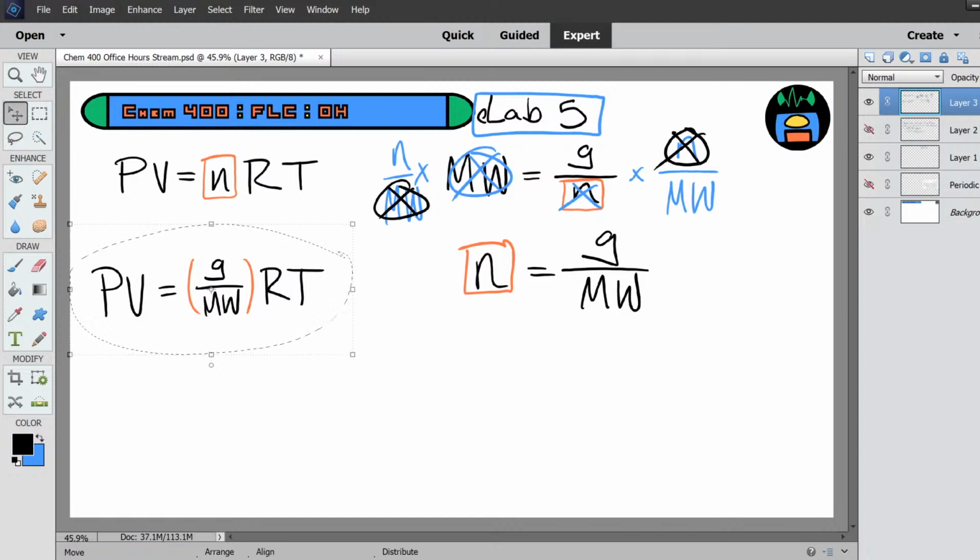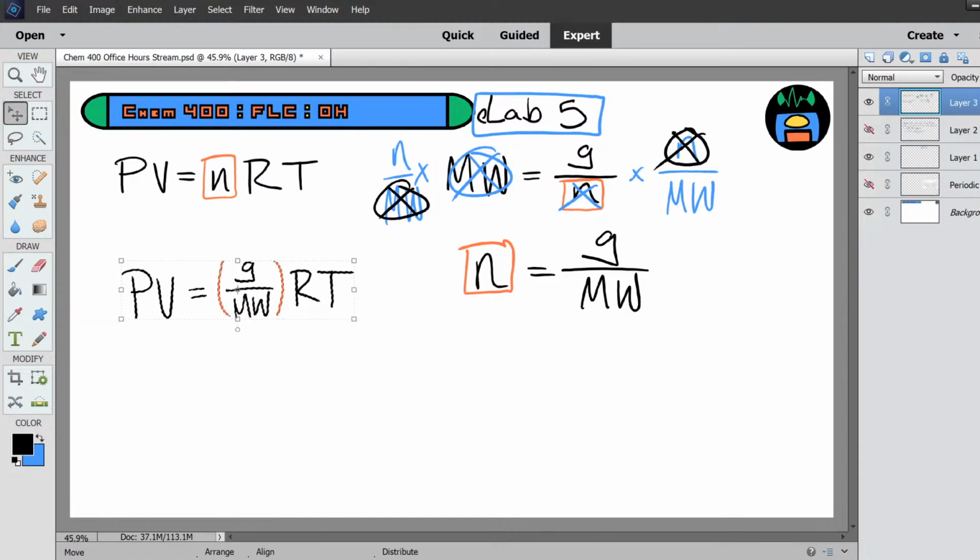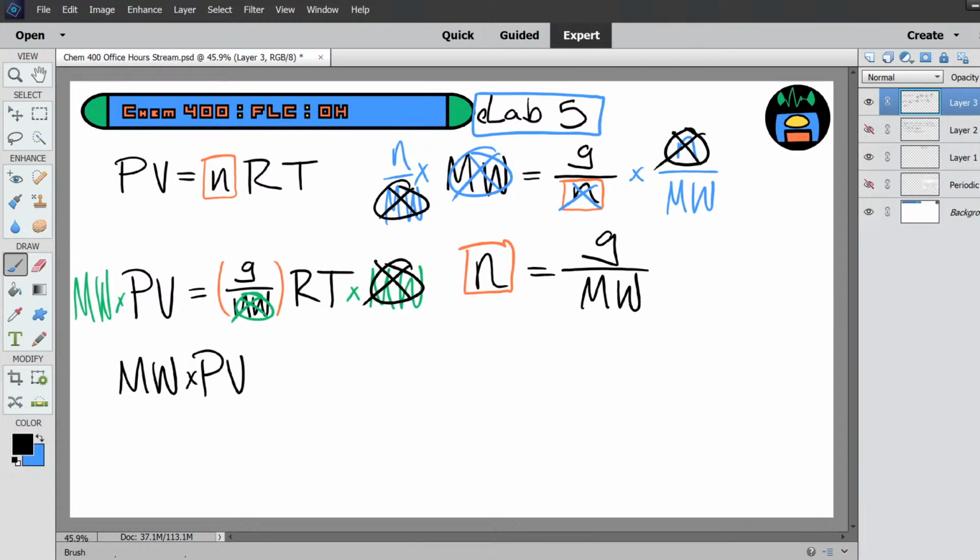Now, if we take this expression and we solve for molecular weight, first multiplying both sides of this equation by molecular weight, molecular weight cancels on the right side of the equation. We get molecular weight of a gas times pressure times volume is equal to the grams of that gas times R times T.